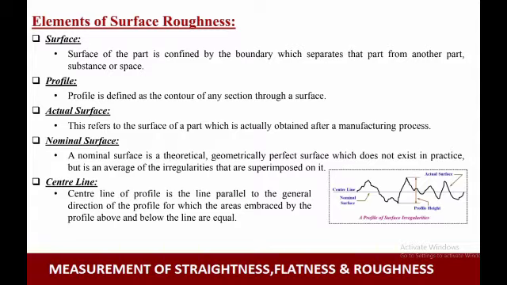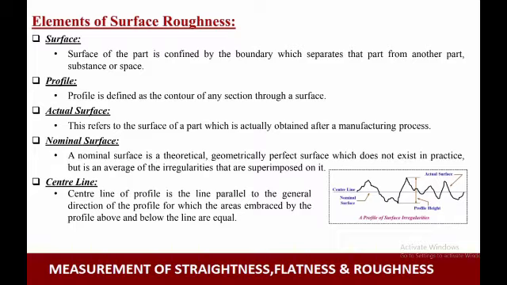Now we'll see the different elements of surface roughness. Starting with the first, surface. The surface of a part is confined by the boundaries which separate the part from any other part, substance or space. Next is the profile. Profile is defined as the contour of any section through a surface. Next, actual surface. This refers to the surface of a part which is actually obtained after a manufacturing process. It may be any type of manufacturing process.